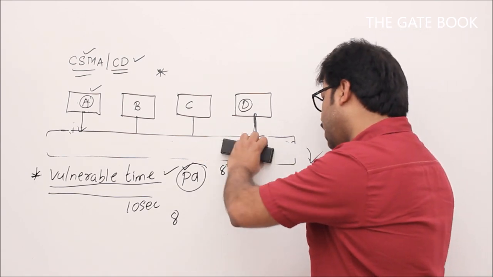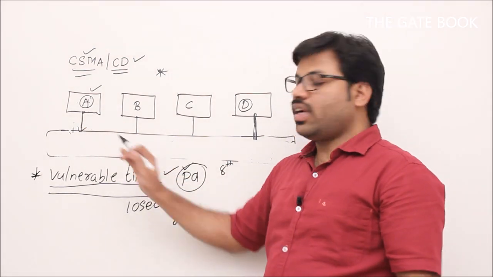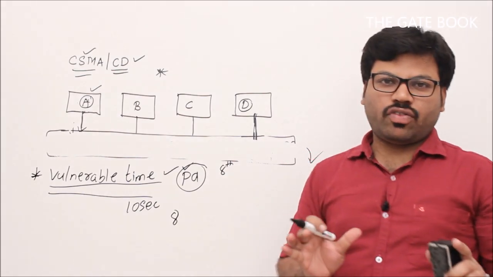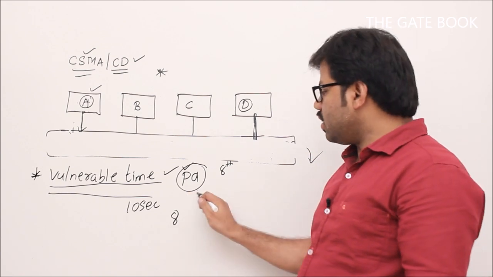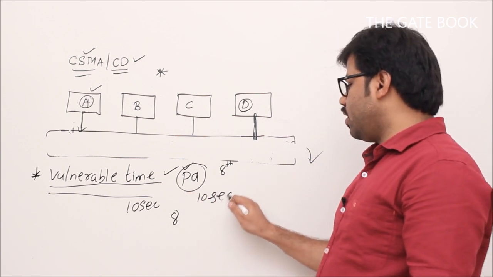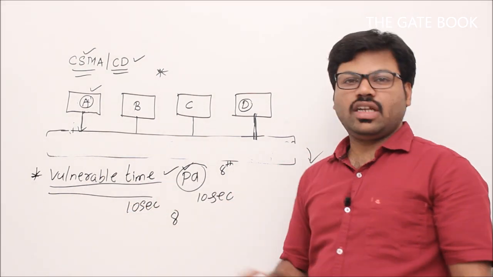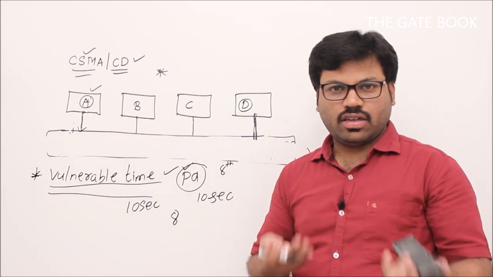Now what I want to say is, whenever a station starts sending a signal, what is the minimum amount of time others should not send? Sorry, it is minimum, not maximum. At least 10 seconds no one should send. Understand? So that's why I can say that vulnerable time is the propagation delay. After that, sir, after that also there is a collision, right?